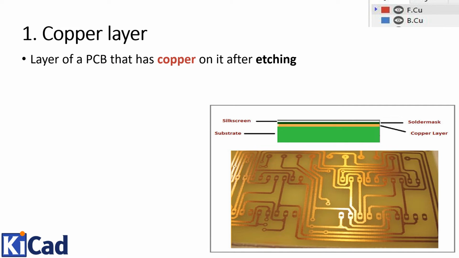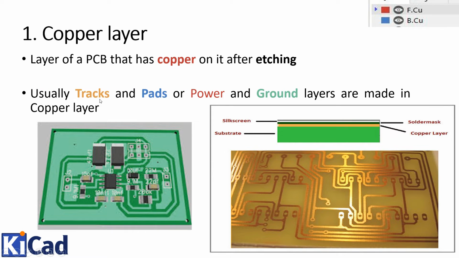Copper layer, a layer of PCB that has copper on it after etching. Over here on this side you can see that these are the tracks that are drawn, and these are drawn in the copper layer. Usually tracks and pads or power and ground layers are made in copper layer. So all the routing, all the components that are connected with one another, use the copper layer to make connections between the pins of all the components.